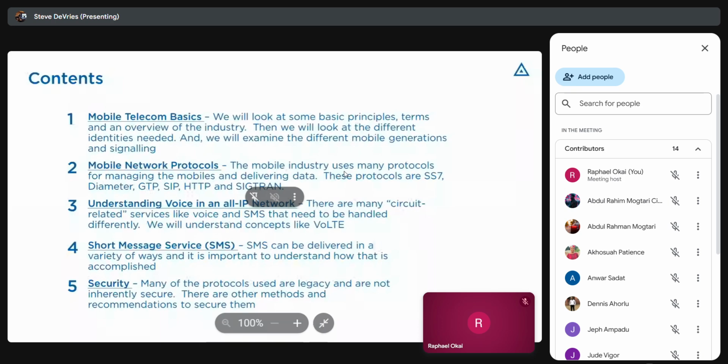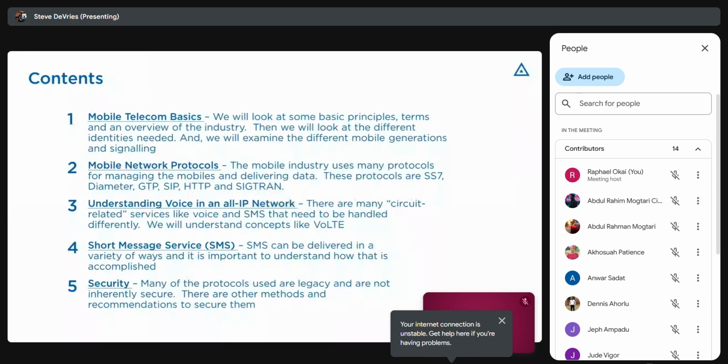network needing to find you and to page you and to bill you and do all these things. So we need to have a good look at the identities. Next, we'll go into the different generations. You've probably heard the terms second generation, third generation, fourth generation, and now fifth generation. Well, what do they mean? How are they different? How are they in some ways the same?